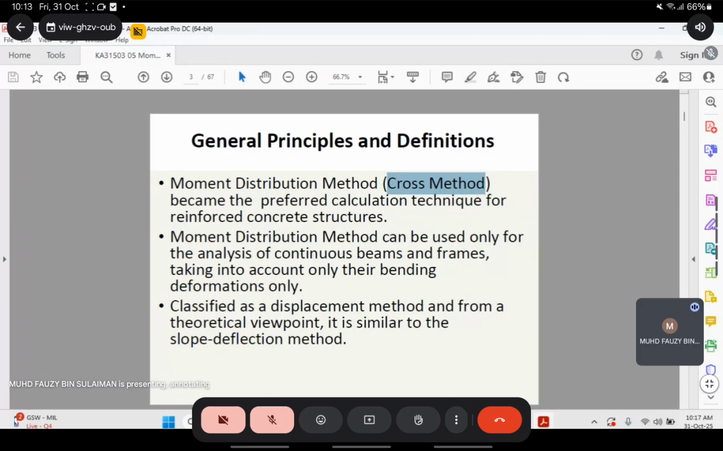What is I? Din, what is I? Moment of inertia. I is moment of inertia. B is the shape, BH to the power of 3 over 12. K is what we call EI over L, or the stiffness factor. Okay.